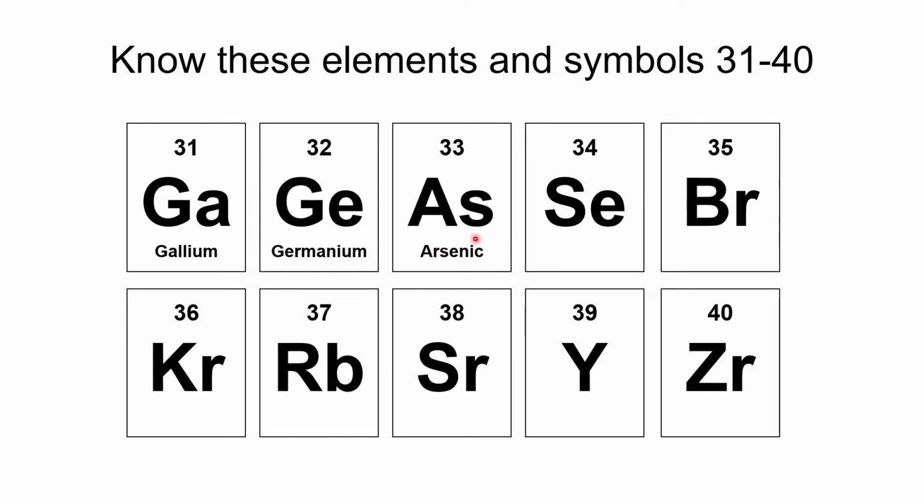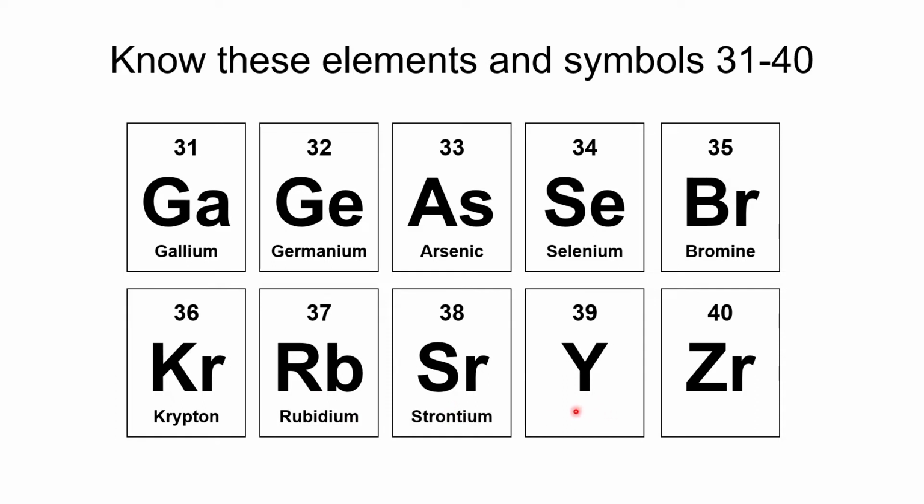It is called arsenic. Arsenic is used as a poison for like rat poison and things like that. So you probably have heard of arsenic. Se is called selenium. Br is called bromine. Kr is called krypton, kind of like the planet Superman was born on. Rb is rubidium. Sr is the element strontium.